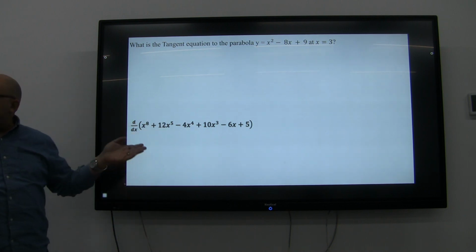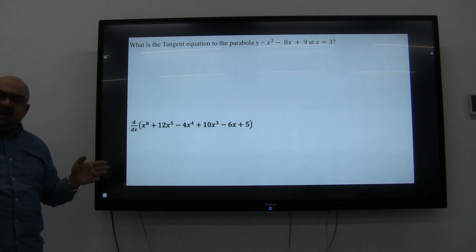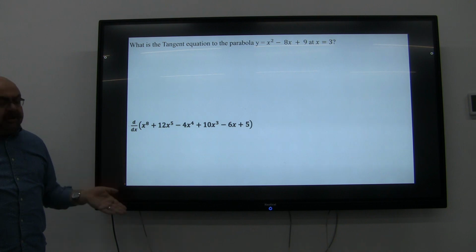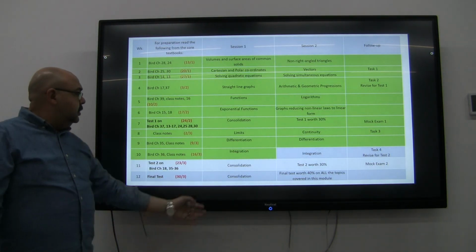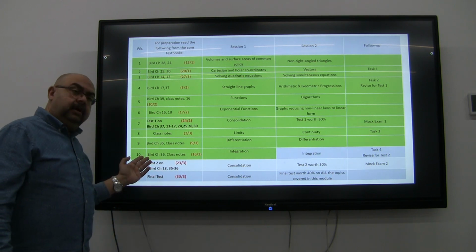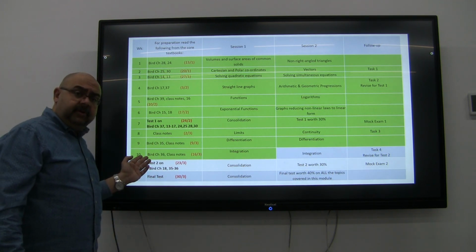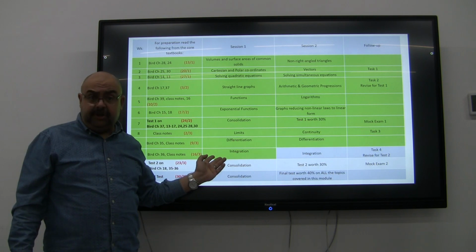If you are asked to get y double dash, y triple dash, it's going to be the same. You would just simply differentiate the first derivative to get the second, differentiate the second to get the triple derivative, and so on. Okay, done. Now I will talk to you about lecture number 10, first part of it, which is integration.